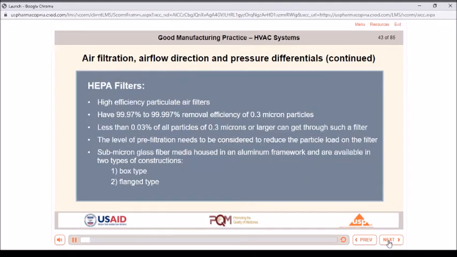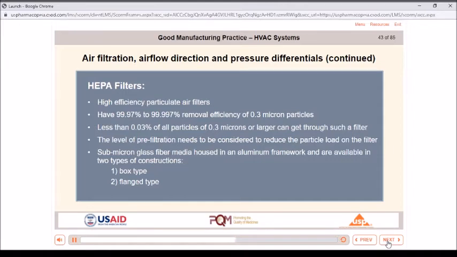Air filtration, airflow direction, and pressure differentials continued. HEPA filters, high efficiency particulate air filters, have 99.97% to 99.997% removal efficiency of 0.3 micron particles. Less than 0.03% of all particles of 0.3 microns or larger can get through such a filter.